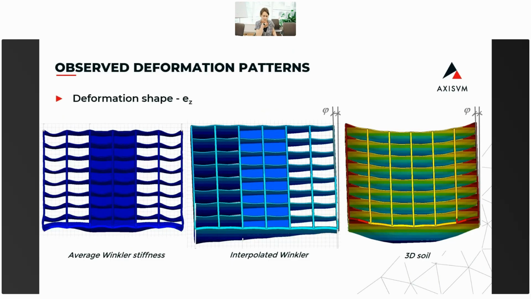Now, let us first compare the deformation shapes of the different modeling approaches. The model on the left side was made by using average Winkler stiffnesses. The middle one was built by interpolated Winkler springs. And the third one is the 3D soil continuum model. If you have a look at the deformation shapes, we can see that the deformation shape of the Winkler model follows a slight and smooth settlement basin, while the deformations on the edges are not similar to what we expected.